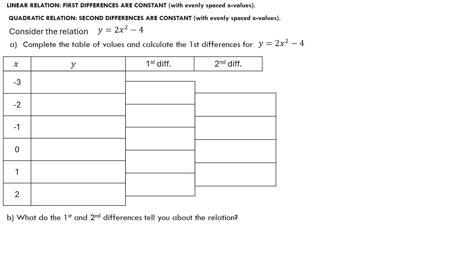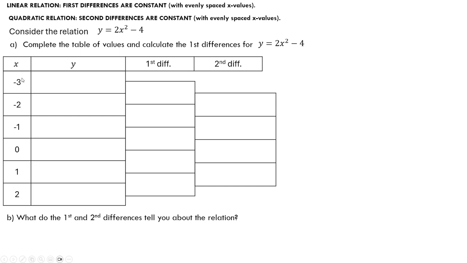Now we're going to look at a second equation. This is a quadratic equation. We know it's quadratic because it's got the x squared in the relation. Once again, we have evenly spaced out x values. They're consecutive from -3 down to 2.